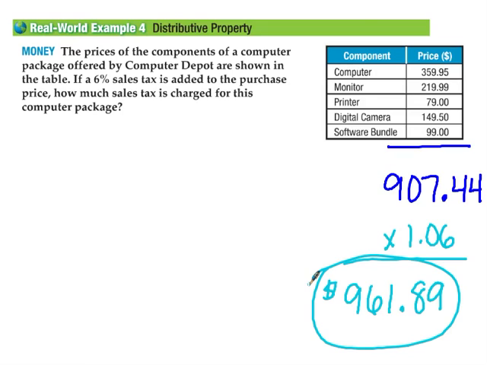And so that's one of those things. If your sales tax is like 7%, you multiply it by 1.07. If it's 5.5%, you would multiply it by 1.055. This one accounts for the purchase price, and that's what puts the 907 in there and then adds the sales tax to it.